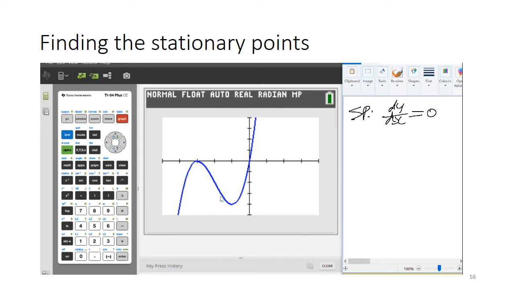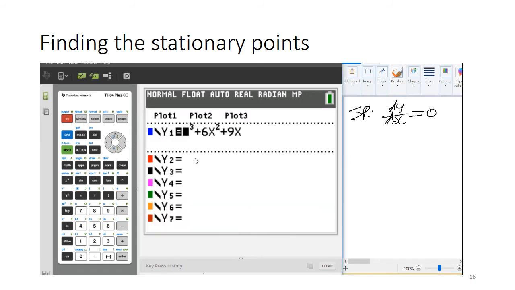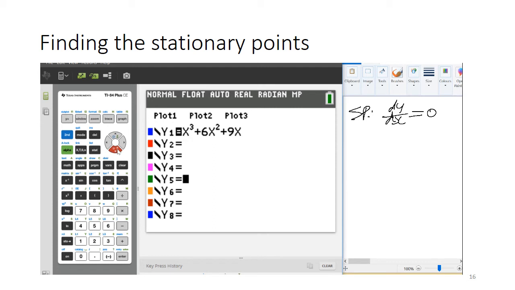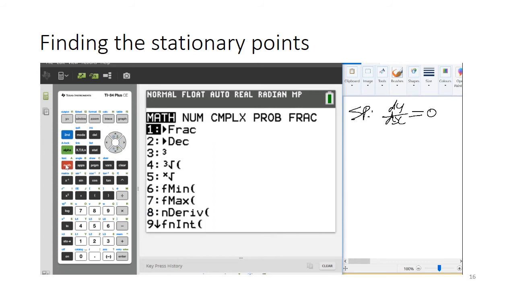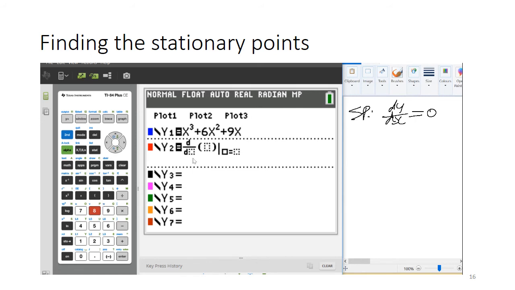This is a really, really cool function. If you go to plot, the graphics calculator can actually plot the derivative function for you. So go to y. Alright, so now I want to plot another one, so I go down to y2 and go to math. Then we're going to choose number 8, derivative. I want to differentiate a function with respect to x, so I put x down here.